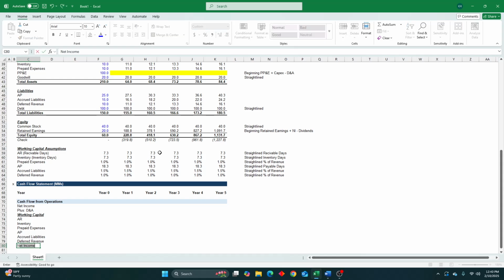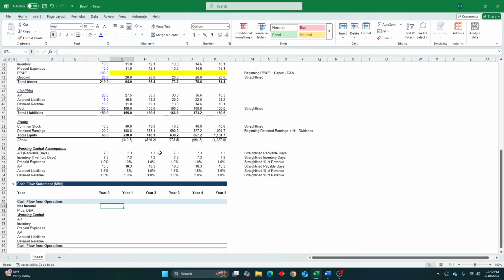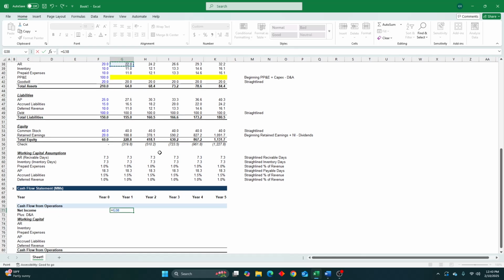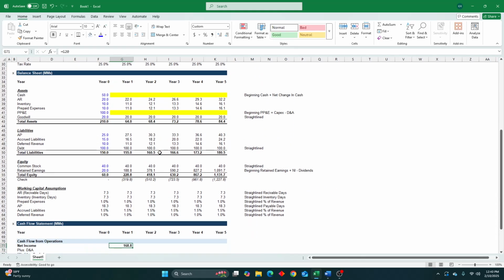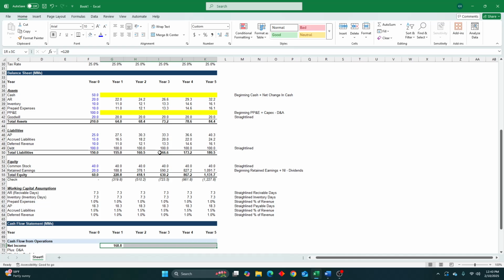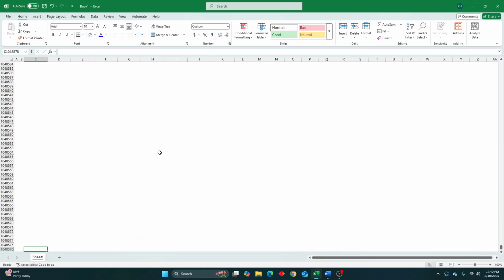When we take into consideration all of this, this is going to be our cash flow from operations. Okay, I'll put a little border here so we can see it easier. We'll start off with our net income, which is easy. We're just going to be linking it from our income statement, and we'll only do this for the forward projection. So in year 0, we won't have a filled out cash flow statement.